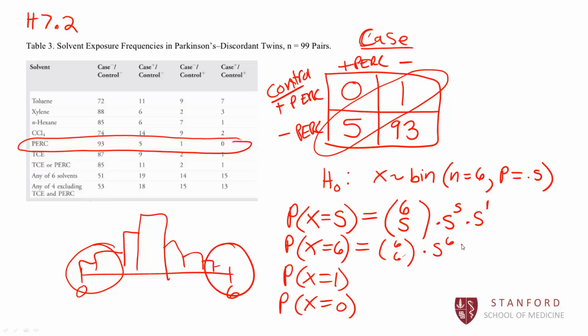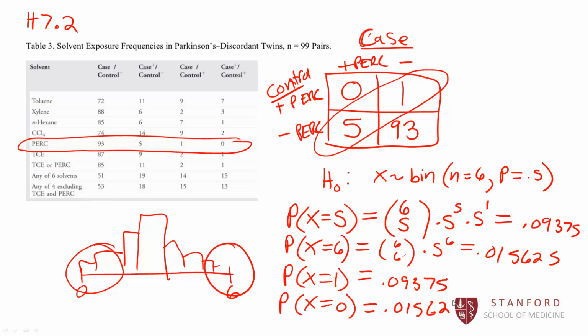So this one comes out to be 0.015625. This one comes out to be 0.09375. This one will also be 0.09375. It's symmetric, and this one will be 0.015625. When you add all of those up, you get that the p-value here is 0.21875.